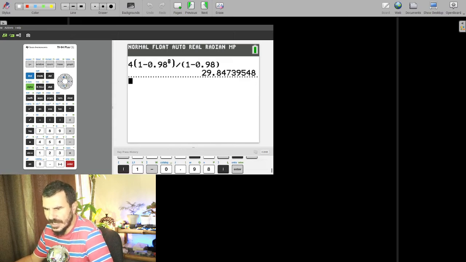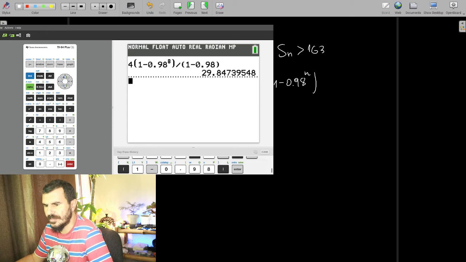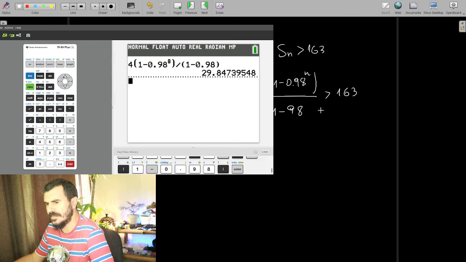So basically, let me write how much is Sn. It says Sn bigger than 163. So basically I want to find 4 times 1 minus 0.98 to the power of n, because I'm searching for this n. Which n makes the sum more than 163? Over 1 minus 0.98, bigger than 163.